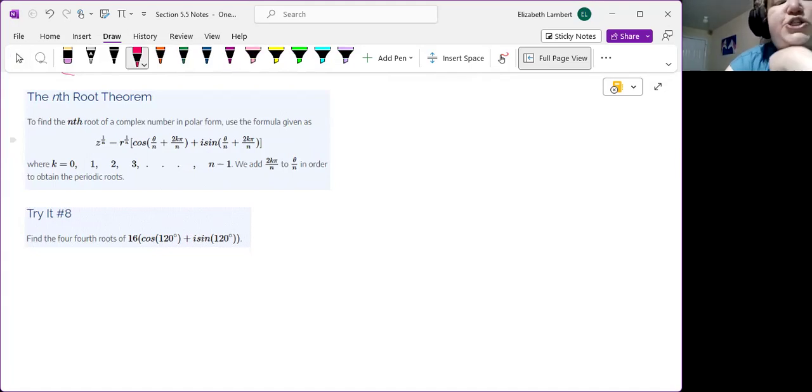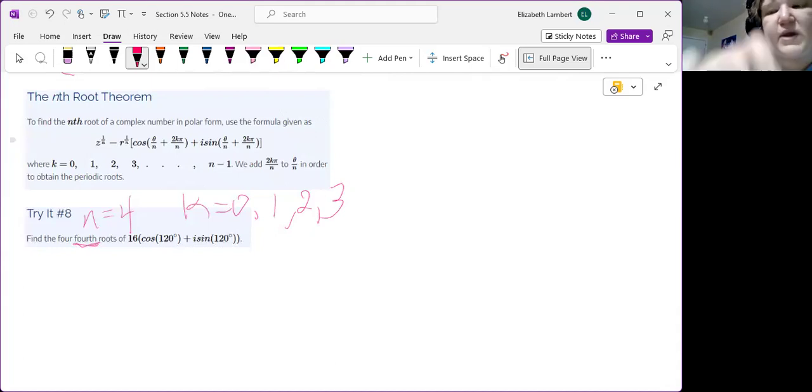All right, so this 2k pi over n, k starts at 0, 1, 2, 3, up to n minus 1. Since we're finding the 4th roots, our n is 4. So we are going to use k values 0, 1, 2, and 3. So we are going to have 1, 2, 3, 4 answers, which is why it says find the 4 4th roots.